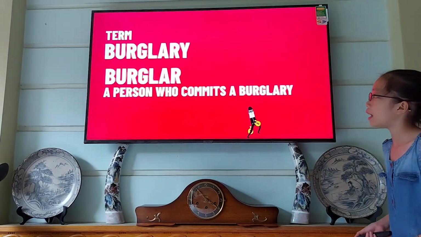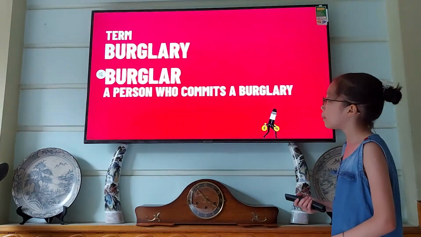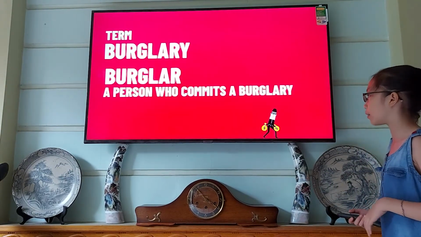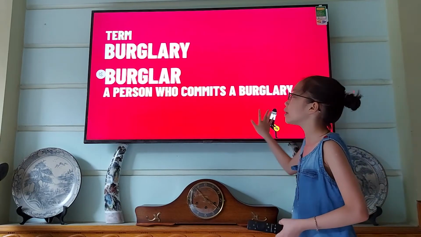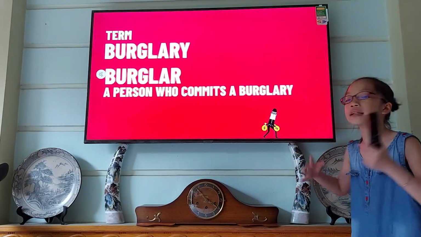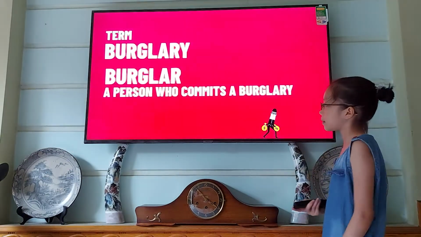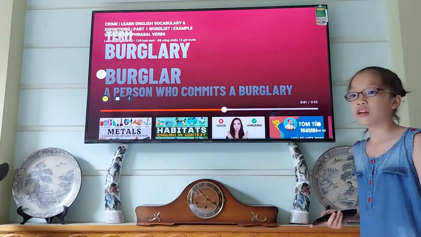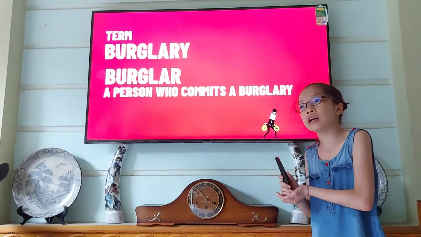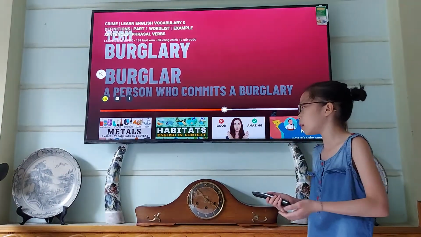Here, burglary is a verb and burglar is a noun, a person who commits a burglary. So here, we know another kind of new sentence: a person who commits something. That's it. So we learned a lot of new sentences today, right? Including arrested because, committed plus the verb, that's it.